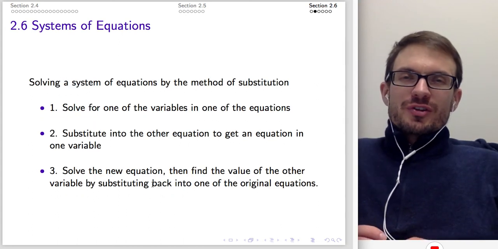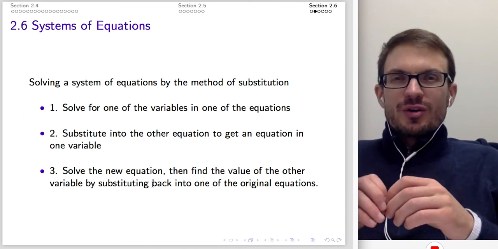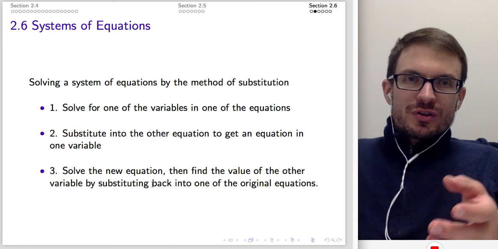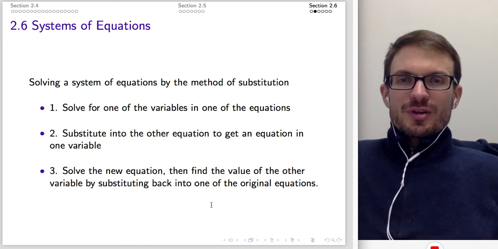So suppose we want to solve by substitution. What do we do? Solve for one of the variables in one of the equations, substitute into the other equation to get an equation in one variable, solve the new equation, then find the value of the other variable by substituting back into one of the original equations. Well, let's see it.